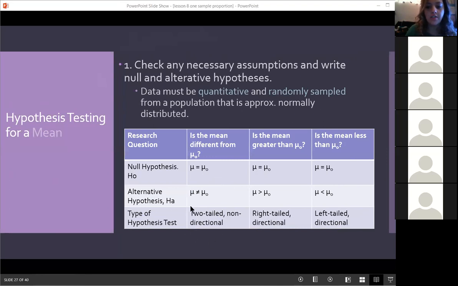So our two-tailed, again, this is the same thing as the one we saw with proportions. We have our two-tailed, and then our right-tailed and left-tailed, which are one-tailed, and then our alternative hypotheses. Remember, always have an inequality, never an equal sign. And then our null hypothesis is always going to be an equal sign, because we're always saying that there's no change. So we're saying that the mean is equal to the null, saying that there's no change going on there. And we always assume that that is true, remember.